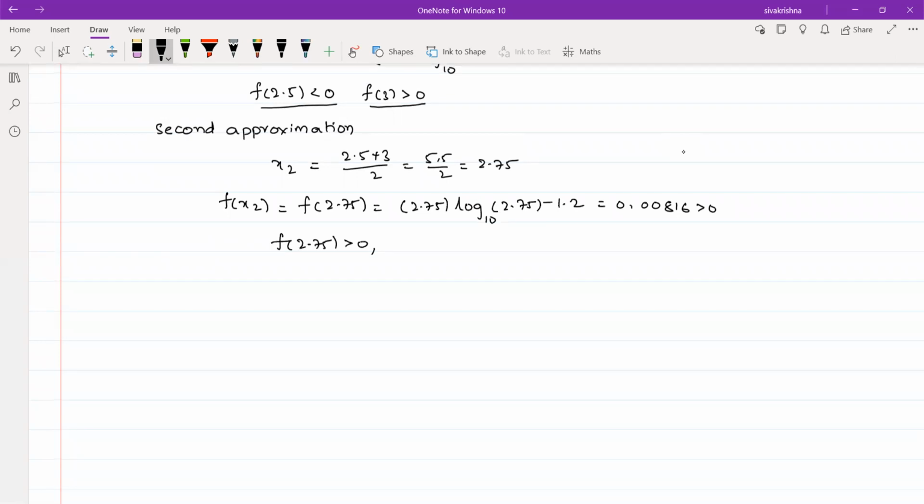Okay, since we are having f of 2.5 as positive, we have to carry the negative value from the above step. From the above step we are having f of 2.5 as negative, so I am carrying that particular value to find the next approximation. Once again, I am underlining those two terms. So now I am going to calculate the third approximation.